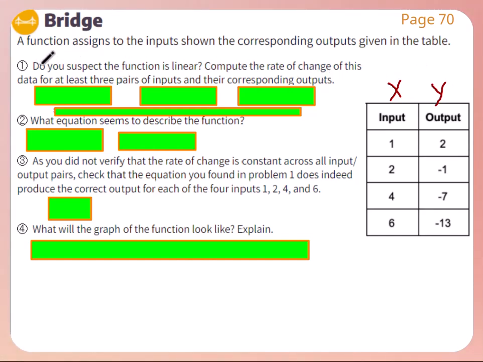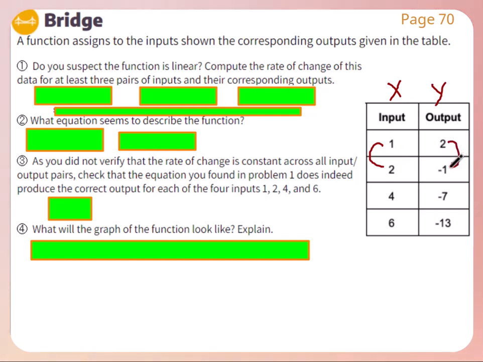Question number 1. Do you suspect the function is linear? Compute the rate of change of this data for at least 3 pairs of inputs and their corresponding outputs. All right, so let's look at our x values. We have 1, 2, 4, and 6. So we've skipped 3 and we've skipped 5. Let's look at what happens between 1 and 2. Look at the y values. We go from 2 to negative 1.